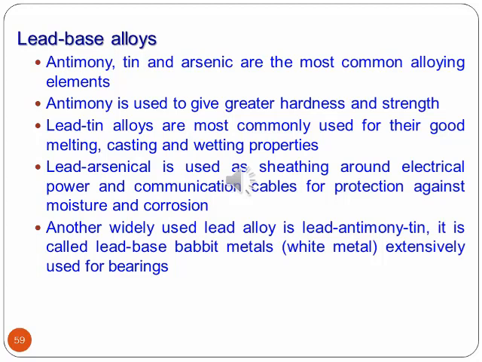Antimony, tin and arsenic are the most common alloying elements. Antimony is used to give greater hardness and strength. Lead tin alloys are most commonly used for their good melting, casting and wetting properties. Lead arsenic is used as sheeting around electrical power and communication cables for protection of these cables against moisture and corrosion. Another widely used lead alloy is lead antimony tin. It is also called lead based Babbitt metal or white metal, extensively used for bearings in lubrication.